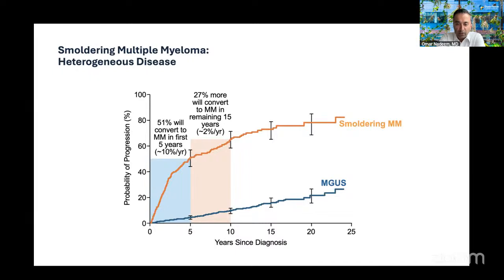And then on the top, you can see smoldering myeloma. So this is a much more heterogeneous population, as I mentioned. You can see about half the people will convert to multiple myeloma in the first 5 years, about 10% per year risk of myeloma. And those that don't will then have a risk that's a bit closer to MGUS, about 2% per year over the course of their lifetime. And this is, again, a very heterogeneous population that we are now working on identifying who these people are that are in that first category where half will convert to multiple myeloma in the first 5 years.